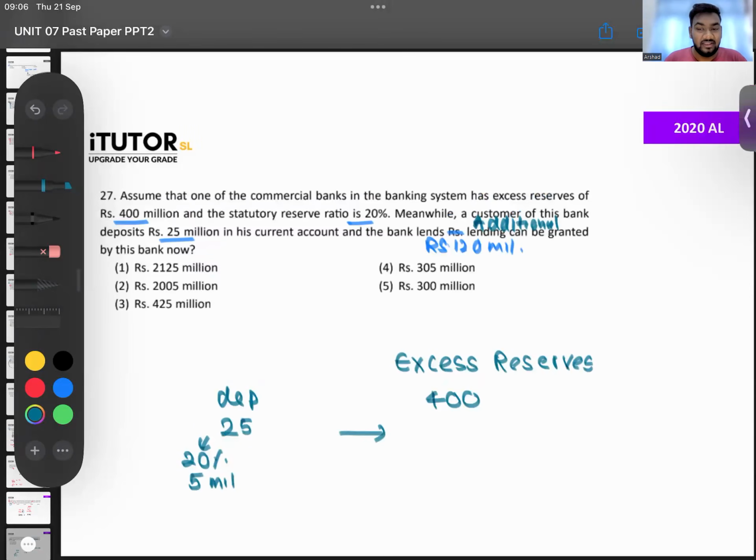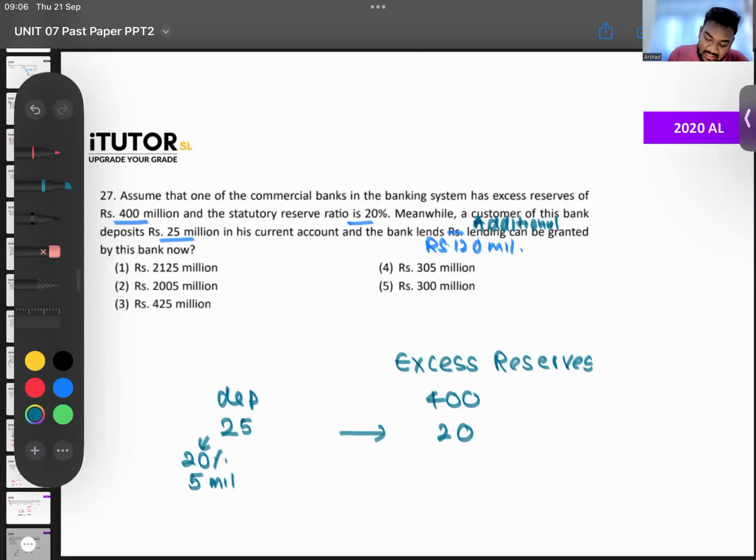From that 25, how much gets added to excess? Now they have 420. Do you all agree with me there? At the beginning, they had 400 million excess. Now a customer came and deposited 25. SRR is 20%. So from that 25, they have to keep 5 as required reserve. The remaining 20 is excess now. You all agree? Remaining 20 is with them. Okay, so now the bank has a total of 420 million of excess reserves.